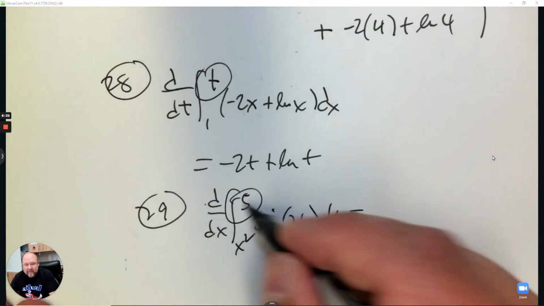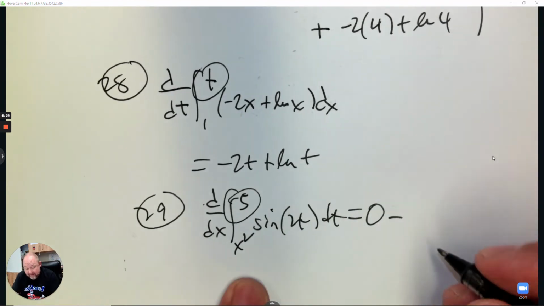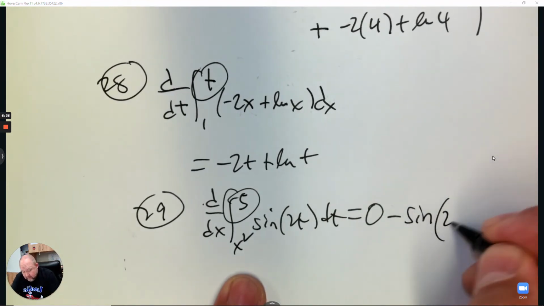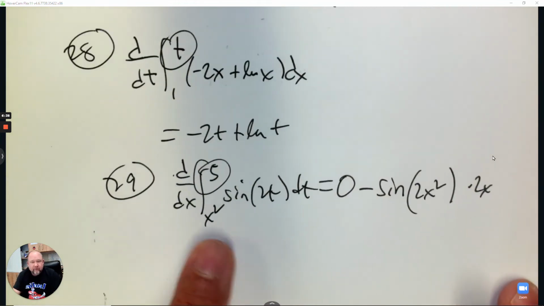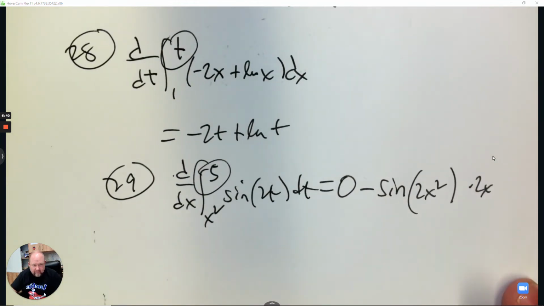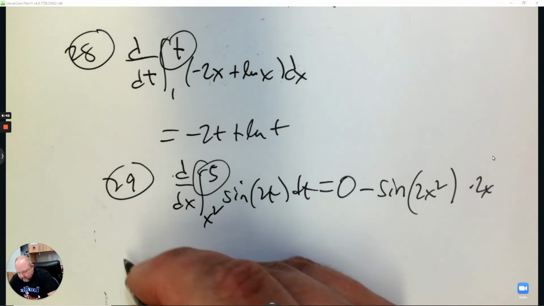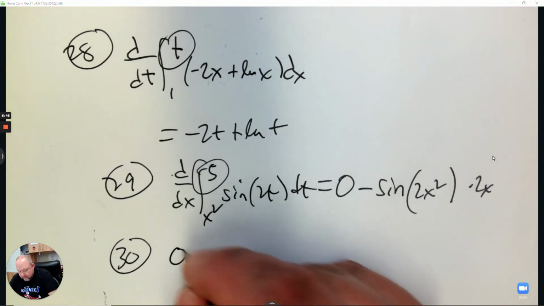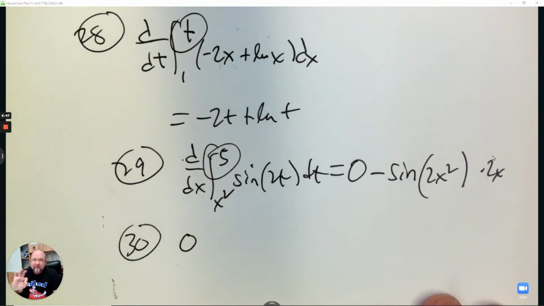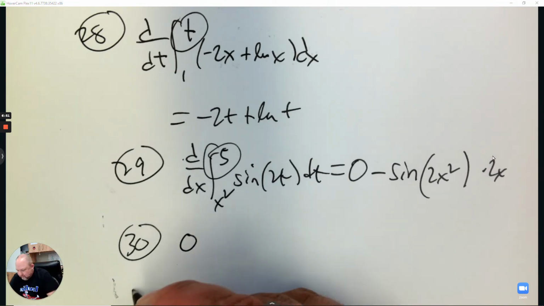So I plug in 5 first, take the derivative, the answer is 0. Then you plug in x squared. And then the hook. The derivative of x squared is 2x. Number 30. The answer is 0, because when you plug in a number and take the derivative, it's 0, take away 0, which is 0.